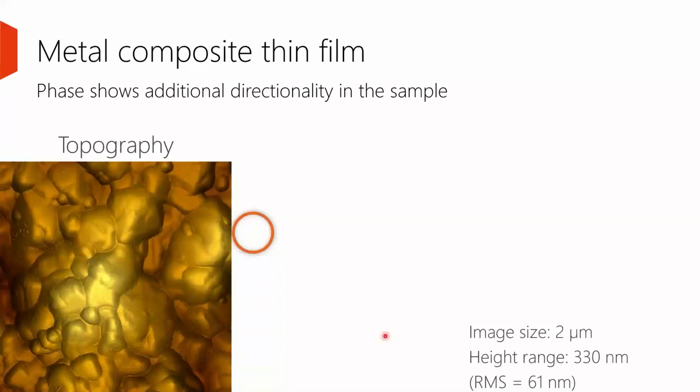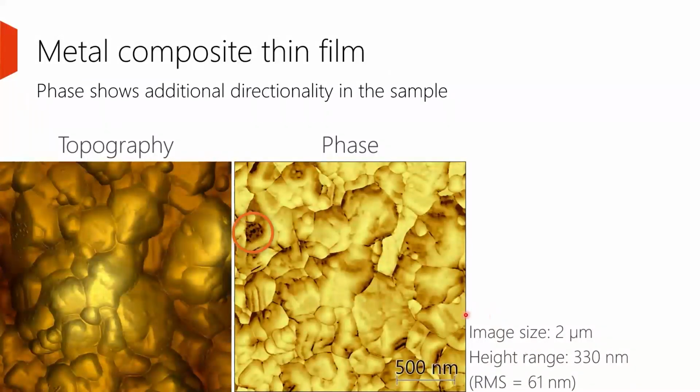Another sample here, it's a metal composite. It's a thin film, a mixture of different metals. It's quite a rough sample. The roughness is more than 60 nanometers. And here the phase image that belongs to it. And what you see there is some dark spots, and perhaps in the topography one didn't really notice them yet. But once you see them in the phase, you know where to look in the topography, and then you see, hey, there is some debris on the surface. So it helps you to additionally get some information on your sample.